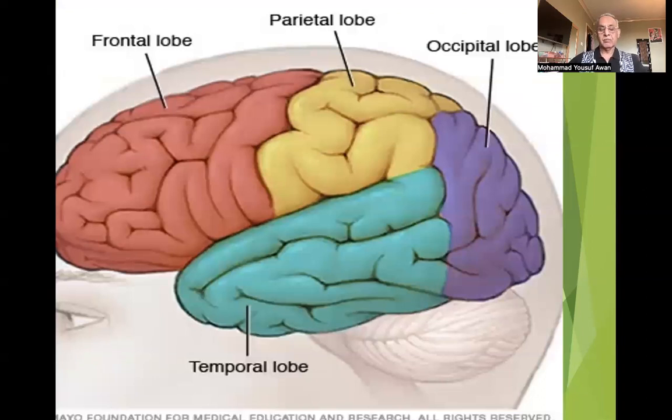The basic anatomy of the brain is the 2 cerebral hemispheres, the cerebellum and the brain stem, and then below is the spinal cord. The cerebral cortices are divided into the frontal lobe, which is marked red in this slide, the parietal lobe, the temporal lobe, and the occipital lobe. Below this is the cerebellum, and then there's the spinal cord.